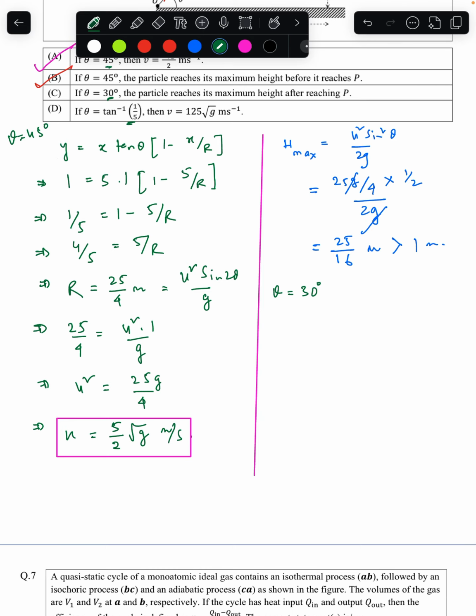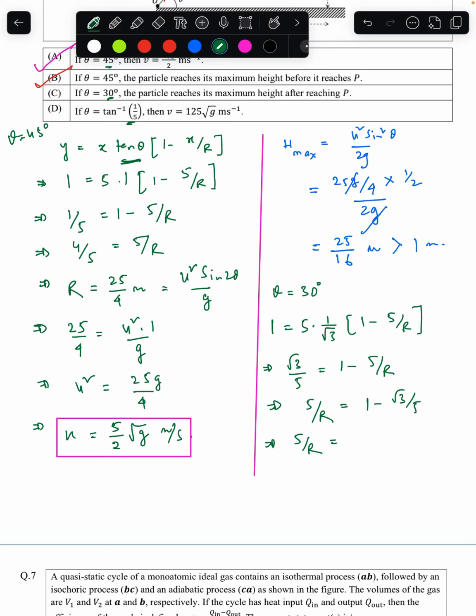Now here the things become a little bit lengthy. How? Let us check. I am following the basic equation: 1 is equal to 5 into 1 by root 3, into (1 minus 5 by R). So root 3 by 5 is equal to 1 minus 5 by R. So 5 by R becomes 1 minus root 3 by 5. So 5 by R becomes (5 minus root 3) by 5. So R becomes 25 by (5 minus root 3).